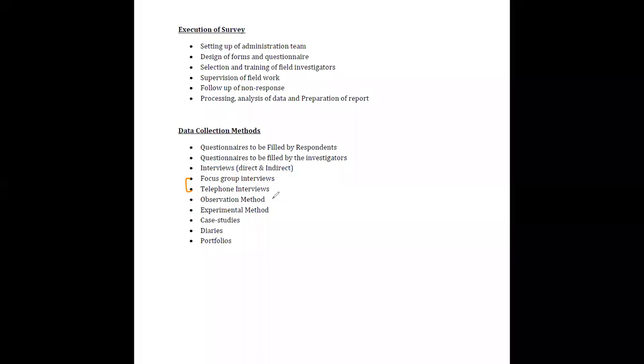Then the observation method, which means you are simply observing and collecting data. Then the experimental method, where you conduct an experiment and take down the results. Then case studies, where based on case studies and the reports you have, you can collect the data. And the next is diaries and portfolios. With prior approval from the person who owns the diaries, you can collect the data, and from portfolios as well.